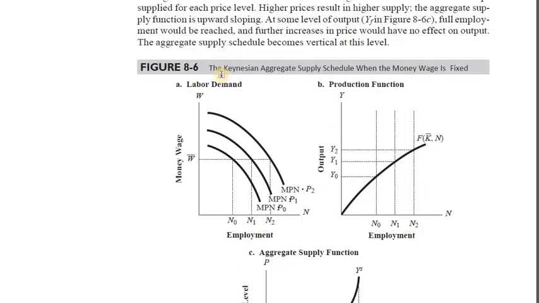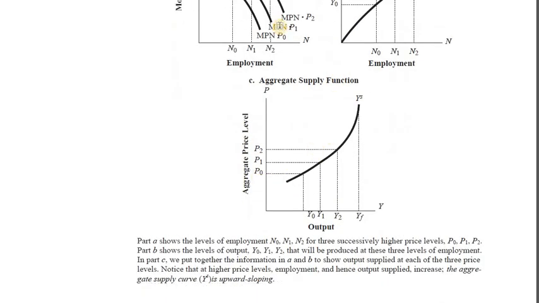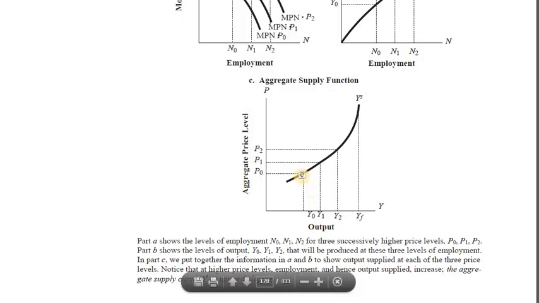So here the Keynesian aggregate supply schedule when the money wage is fixed. Alright, so let's assume in case number 1 we are having MPN into P0. Prices are P0, marginal productivity of labor is given, and that's how money wage is given as W0, and W0 is cutting the labor demand curve at this point, and that's how we got the employment N0. N0 employment is there. Combining it with the production function, we got Y0 as the output, and prices are either way given. It's P0 here, P0 here, and Y0 here. That's how we got our point number A.